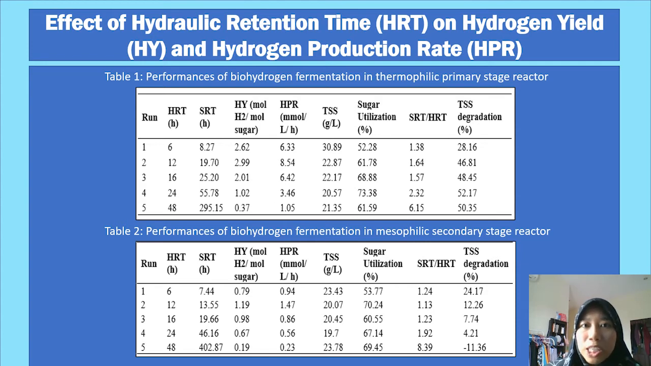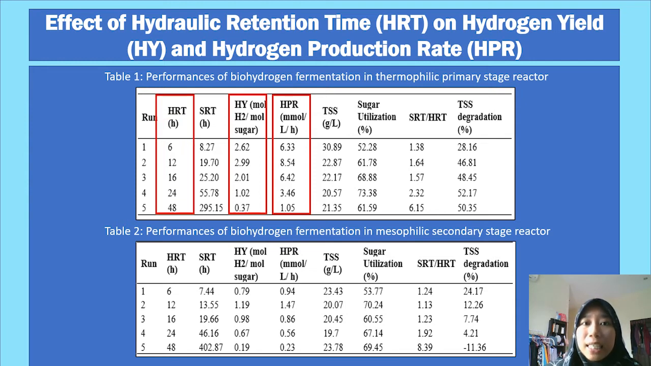Table 1 shows the HY and HPR correlation with different HRT in the thermophilic stage ranging from 6 hours to 48 hours. From this table, it is shown that higher HY and HPR are both obtained when HRT is at 12 hours, that is 2.99 mole of hydrogen per mole sugar and 8.54 mole per liter per hour.